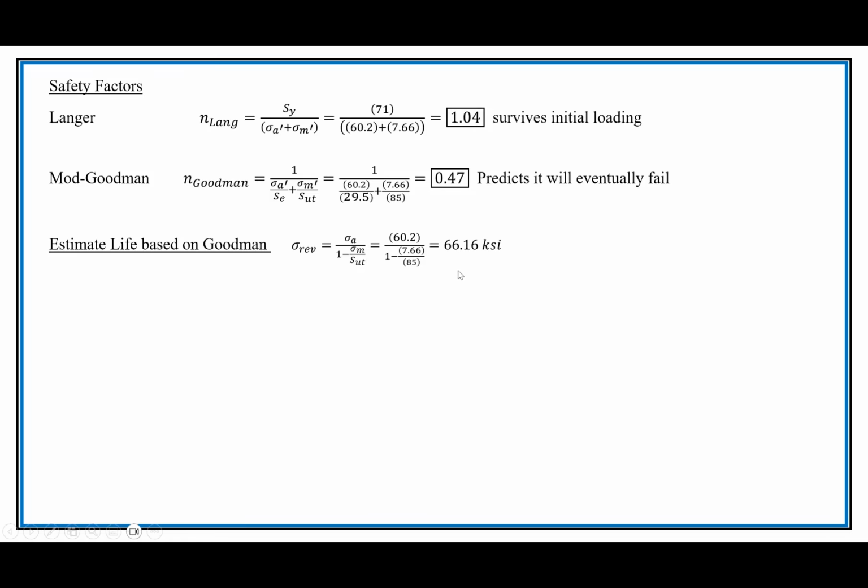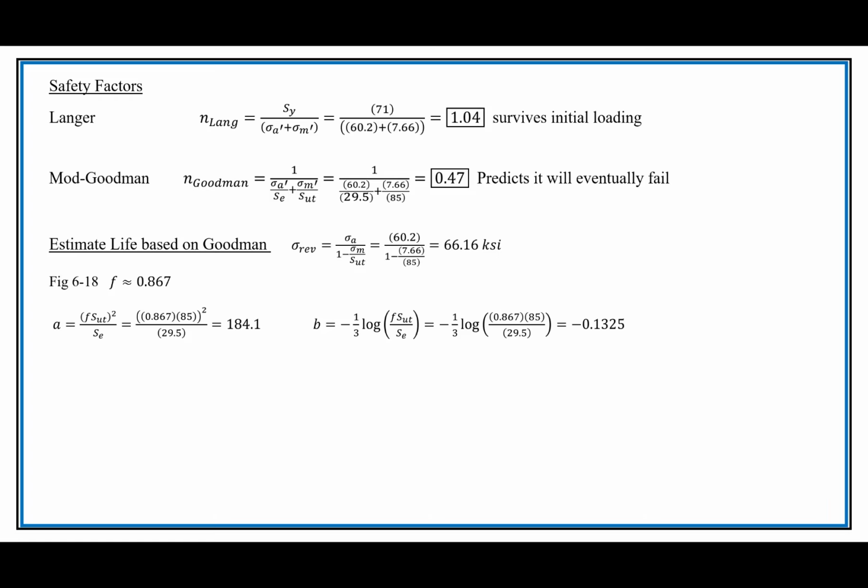And even then, when we try to find the equivalent, when we get rid of the mid-range component, which is essentially what we're doing when we're finding the reversible stress, it's not even changing much. It went from 60.2 to 66.16. So anyway, we find that F from the ultimate strength from figure 618, and we plot those into A and B. And now we're able to put this equivalent stress into this equation for the SN diagram. And that shows that we're going to predict 22,000 cycles.